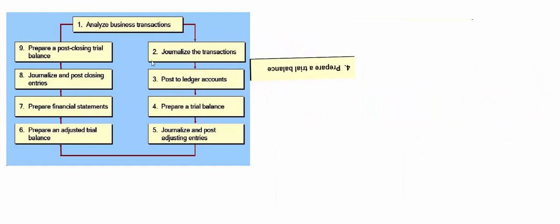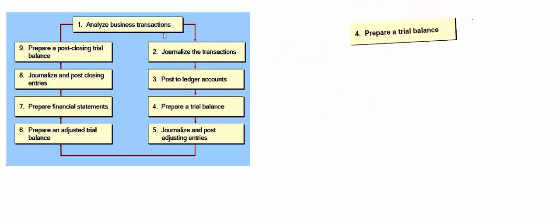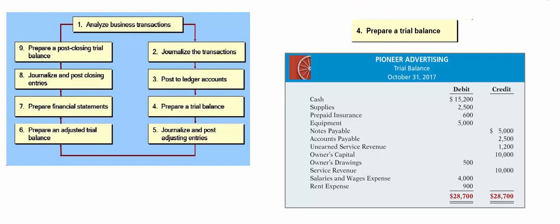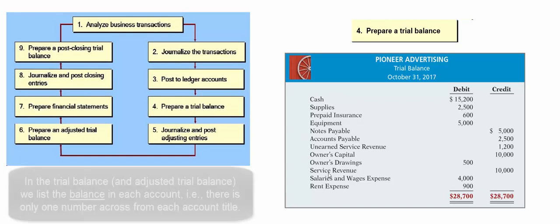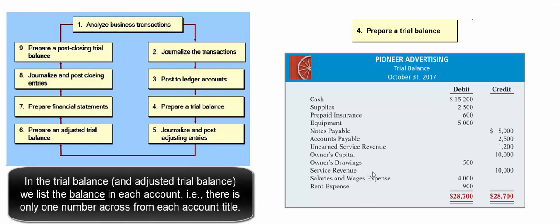Just like step 3 was simply reorganizing the data from step 2, step 4 reorganizes the data from step 3. We list all the accounts in a special order: assets, liabilities, owner's equity, revenue, and expenses. And next to each account, we list the balance in that account. Please note, there's not a dollar amount for debits and a dollar amount for credits. We list the balance in each of these accounts.